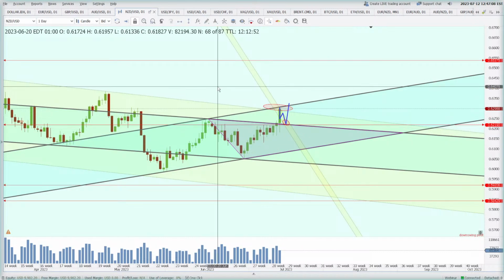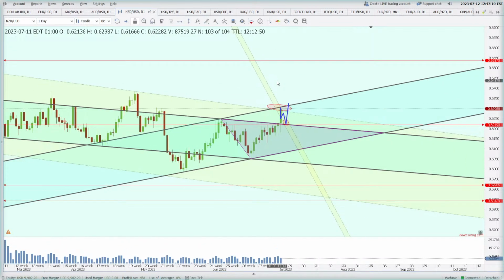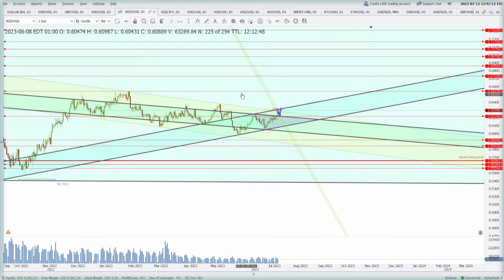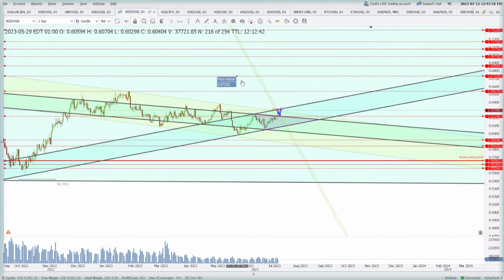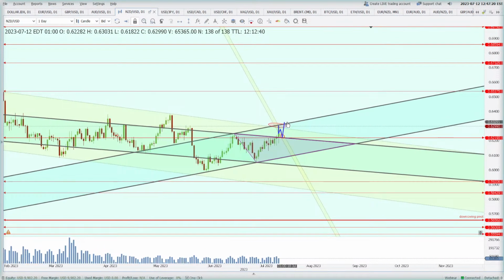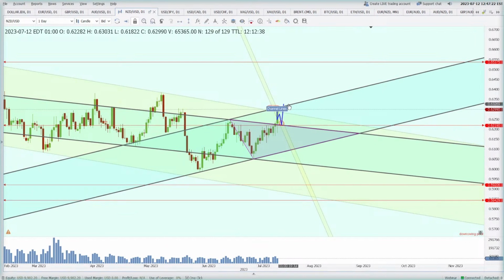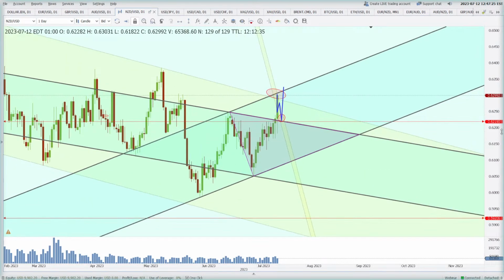Why I'm saying that I'm not very happy with the New Zealand dollar is because it has not made higher highs like the euro has done. So euro is more promising than the New Zealand dollar. Okay, that was the only concern. Otherwise, yes, it is bullish against the US dollar. Understood this part?